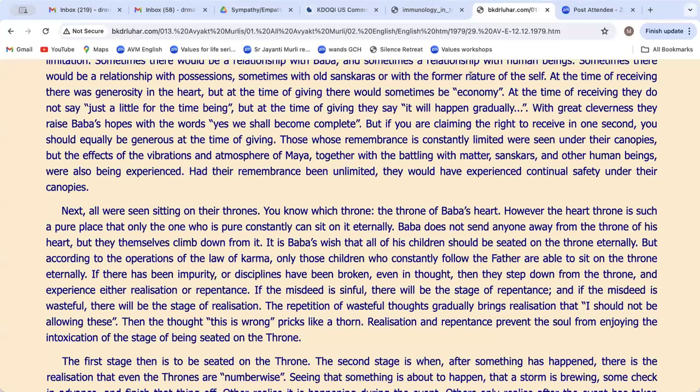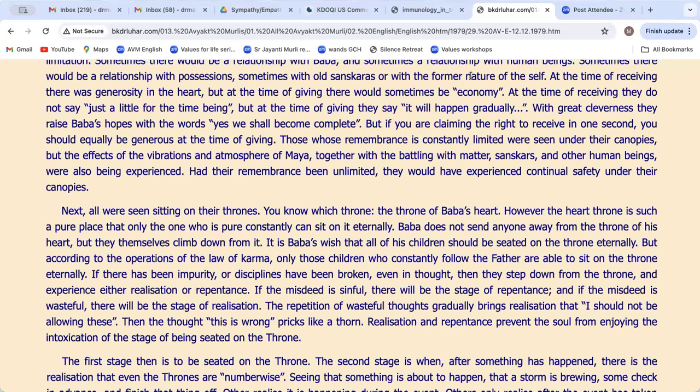You know which throne Baba is speaking of, the throne of Baba's heart. However, the heart throne is such a pure place, excuse me, that only the one who is pure constantly can sit on it eternally. So see, ultimately it boils down, with all these instruments we are saying, Taj, Takht and all these things, it's all about purity. Baba is saying only a soul who is so pure constantly and fully can sit on it eternally all the time.